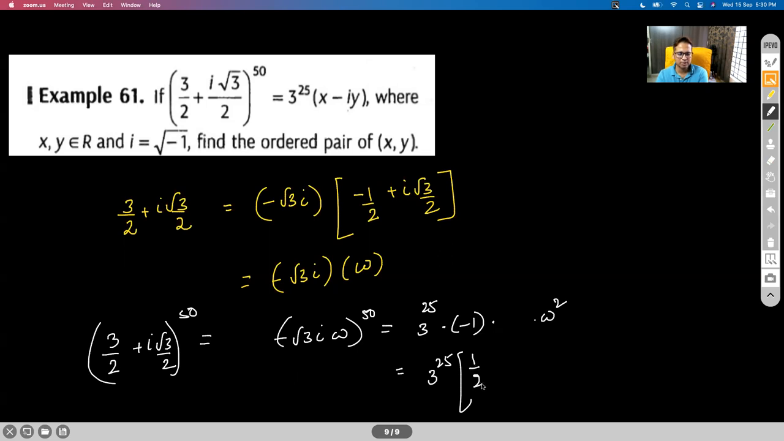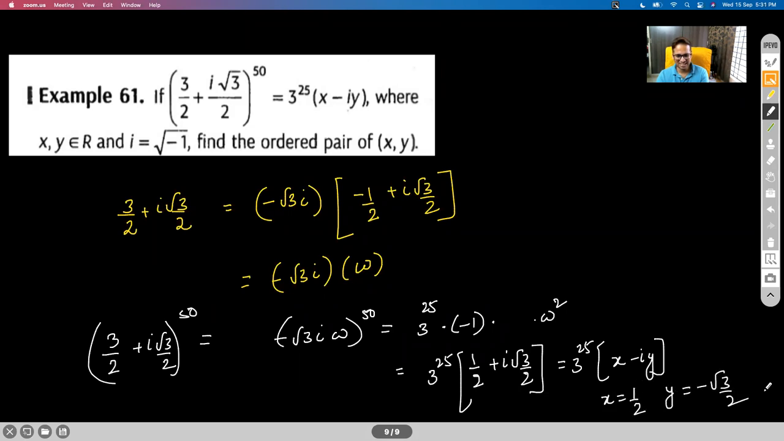Correct. So ultimately your answer will be 3 to the power 25 times minus 1 into omega square. Minus 1 into omega square will give you half plus i root 3/2. So from here, if you directly compare, you get your answers pretty straight away. x is half and y is negative root 3/2. Exactly. So I think Noel got it right and Prisham also got it right. Excellent. Is it okay? All right.